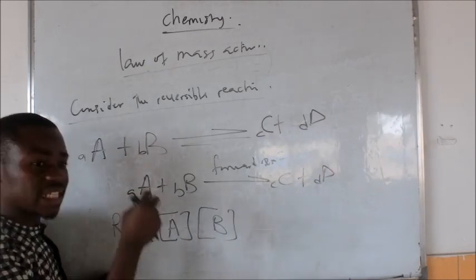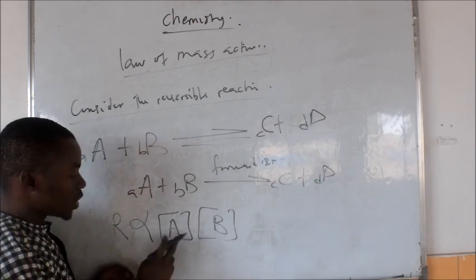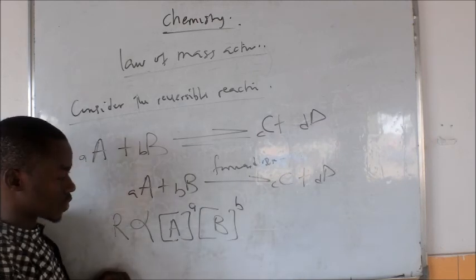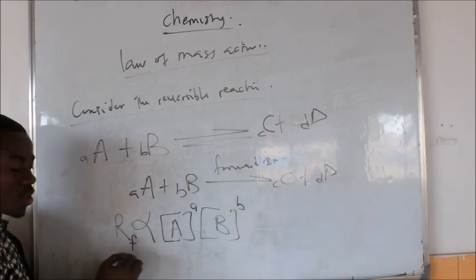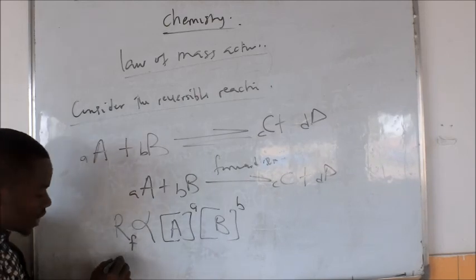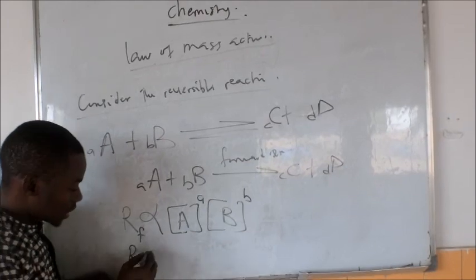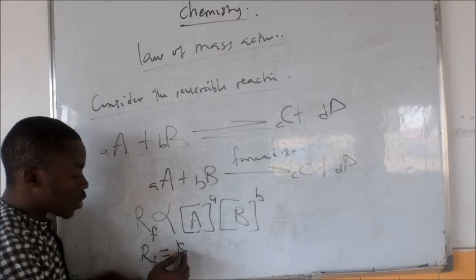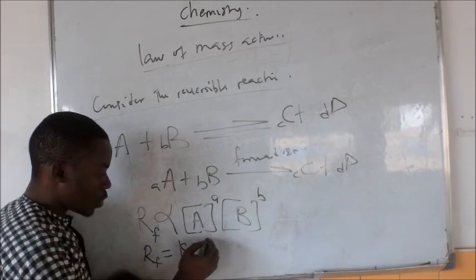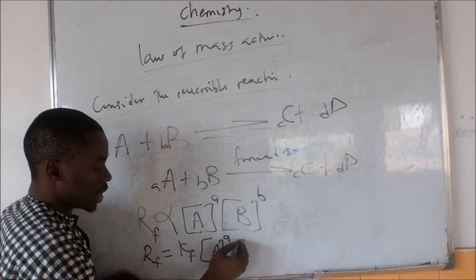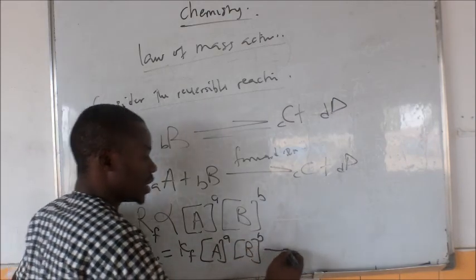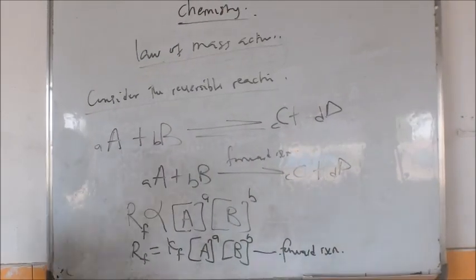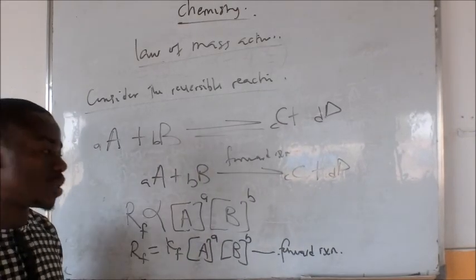Raised to the power of their coefficients. What's the coefficient of A? Small letter a. What is the coefficient of B? Small letter b. This R is for the forward reaction. At the end of the day, the proportional sign changes to K, which we now call Kf for forward. Then you have A raised to a and B raised to b. This is for the forward reaction.